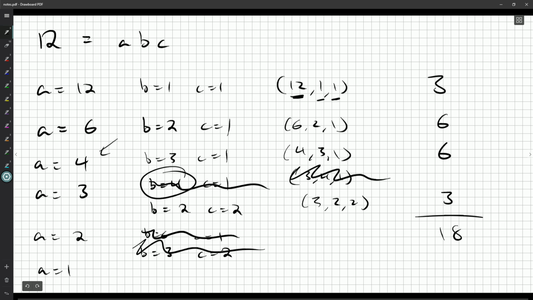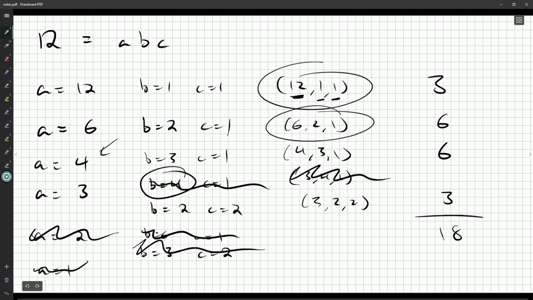Or A is 1, well, then you go B is 12, or B is 6, but we've already done those cases. So you just want to keep A bigger than B and C, and then let your previous math do the rearranging for you. So it should be 18 ways.